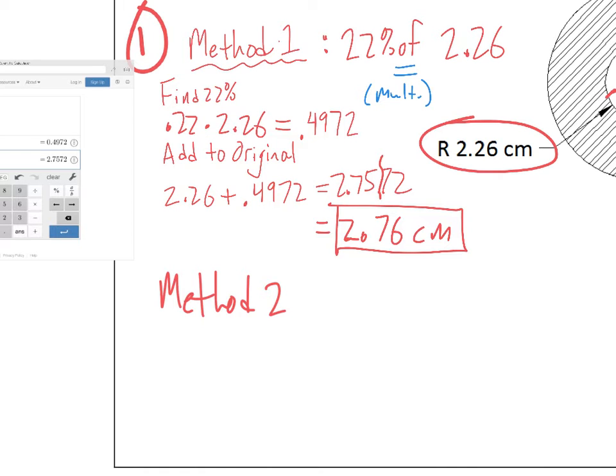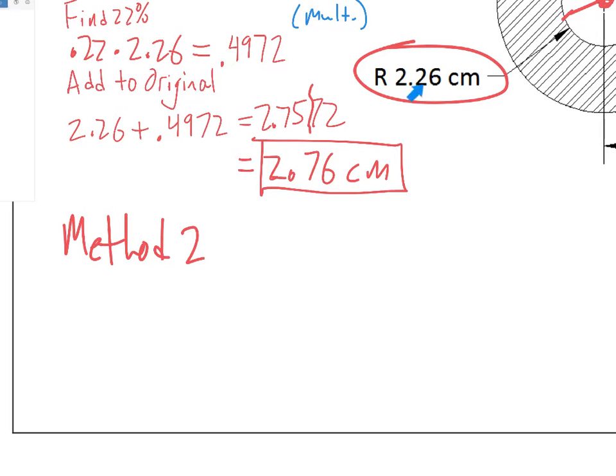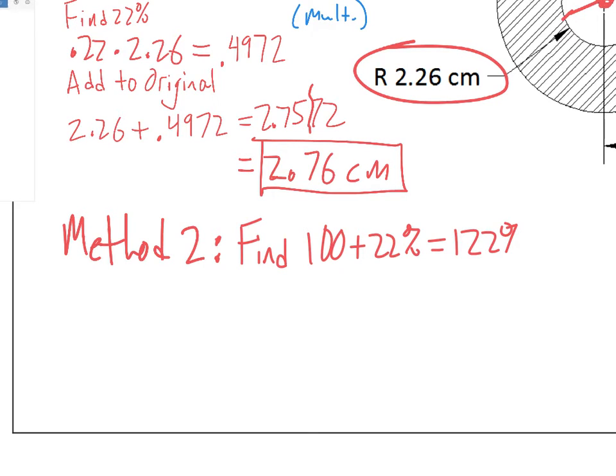So if something went up 22%, well, it was originally 100%. If we find 100% of this, 100% of 2.26 is 2.26. So if we want it to go up 22%, we can say we want to find 100 plus 22%, which is 122%. Okay? So let's find 122% of that.